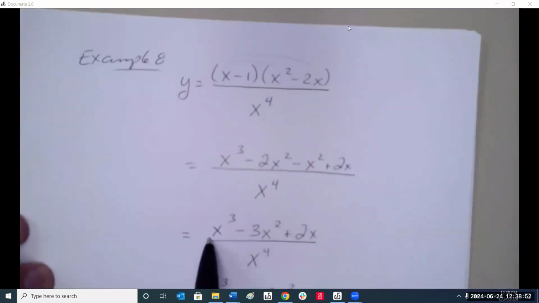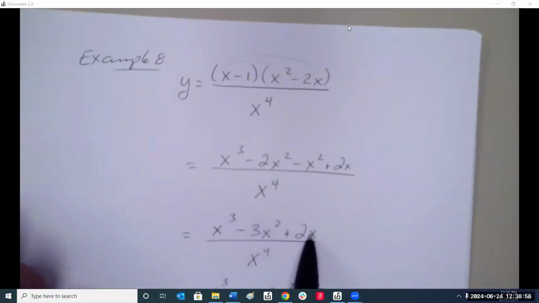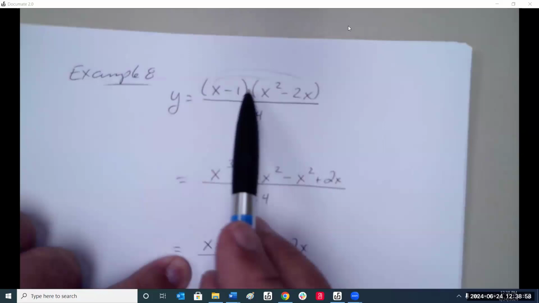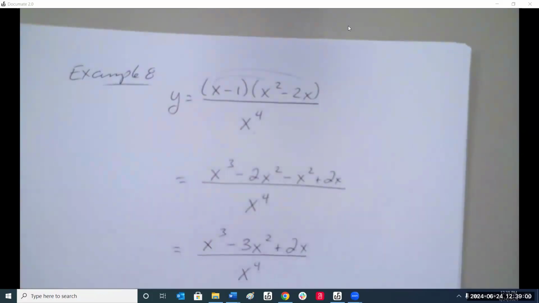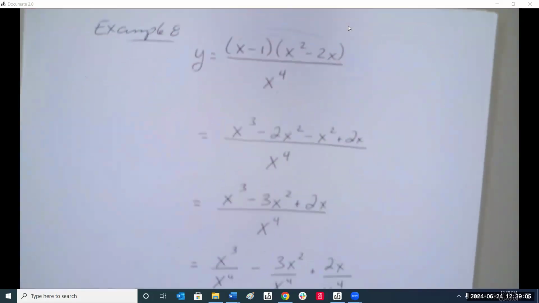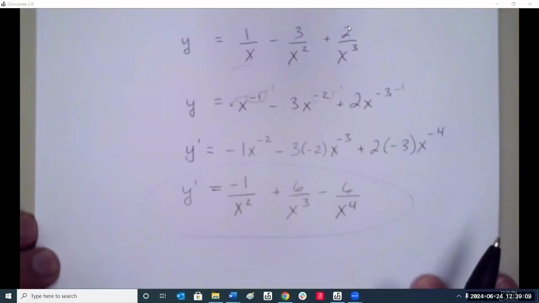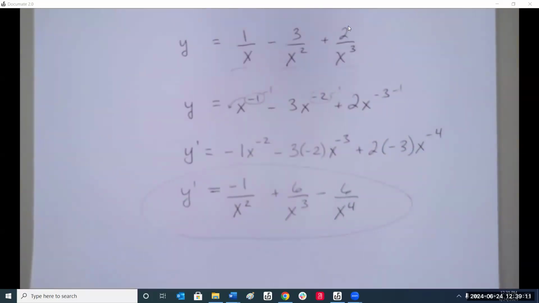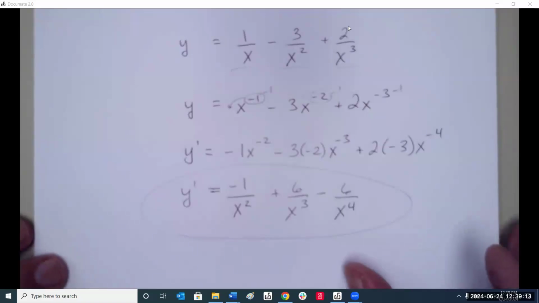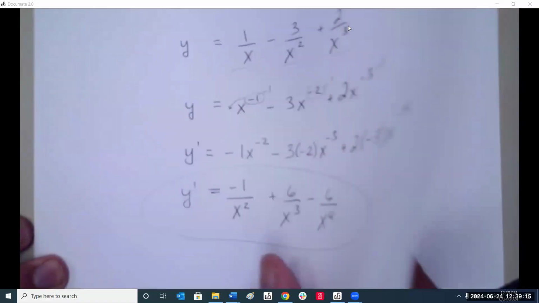Because if we're doing the quotient rule, the derivative of this one is a lot easier than having to do the product rule here, and you get the same answer. So there's no right way, no wrong way. It's just whatever way you see is easiest for you, that'll save you from having to write a million things.